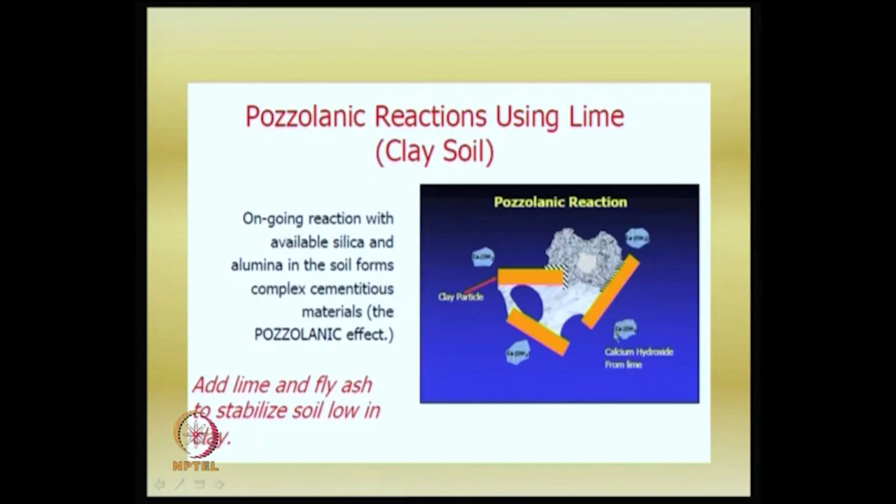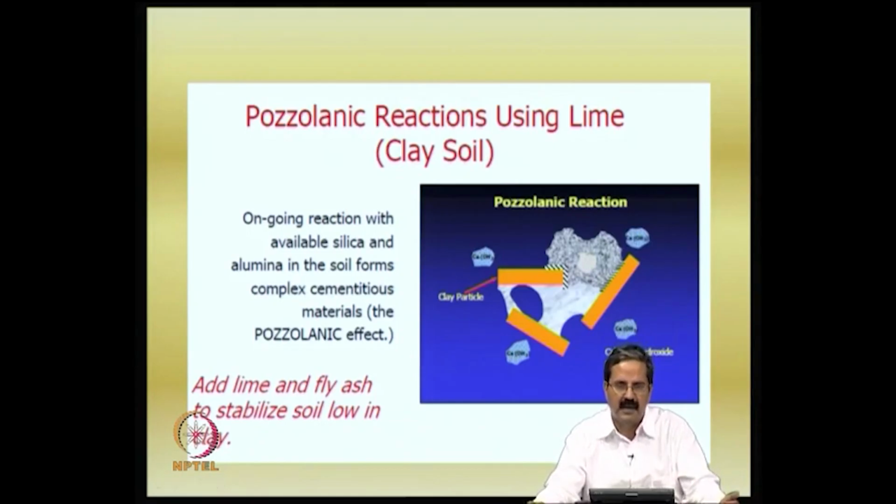So, you have calcium hydroxide formation here. The ongoing reaction with the available silica and alumina in the soil forms complex cementitious materials. So, you can see that cementation occurs. Sometimes, as I said, in the clay we add lime and fly ash, and cement can also be added. It depends on whether you want improvement in cement properties, but fly ash or any other material could be added because you are trying to increase the particle size.